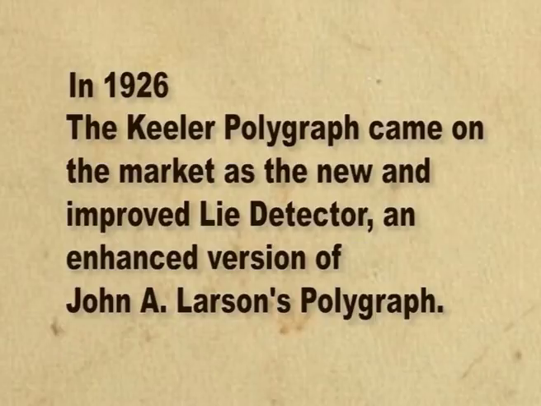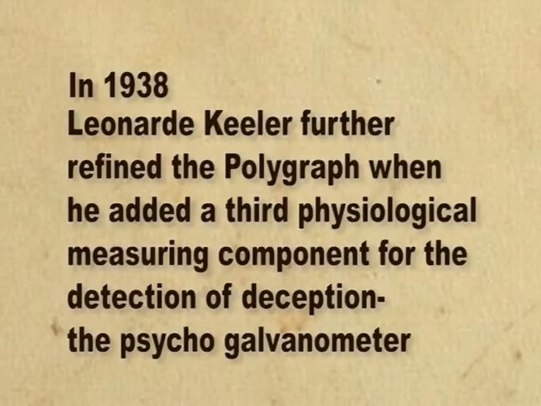an enhanced version of John A. Larson's polygraph. In 1938, Leonarde Keeler further refined the polygraph when he added a third physiological measuring component for the detection of deception, the psychogalvanometer, a component that measured changes in a subject's galvanic skin resistance during questioning, and in doing so, signaled the birth of the polygraph as we know it today.